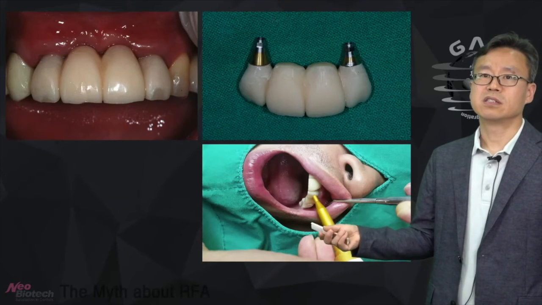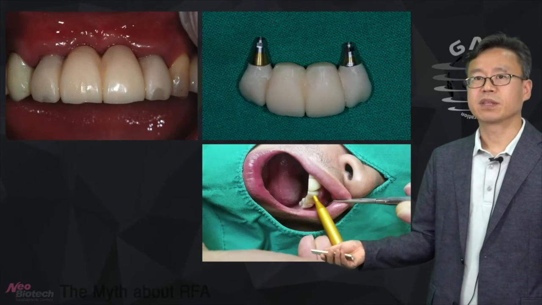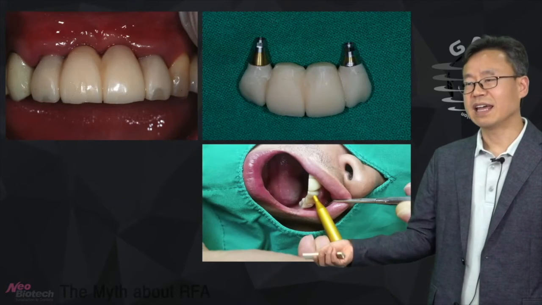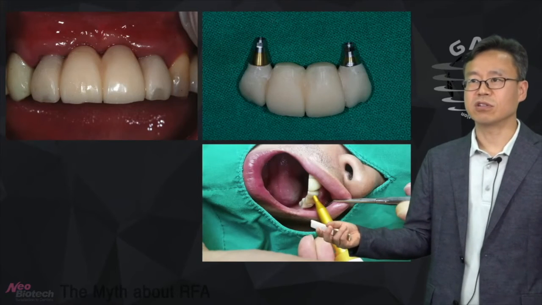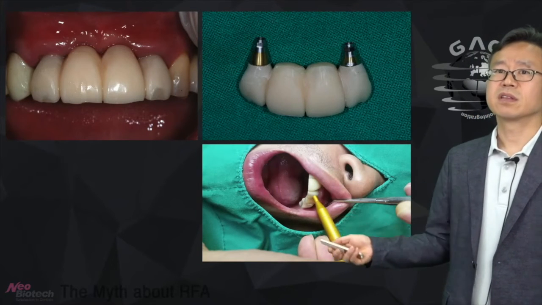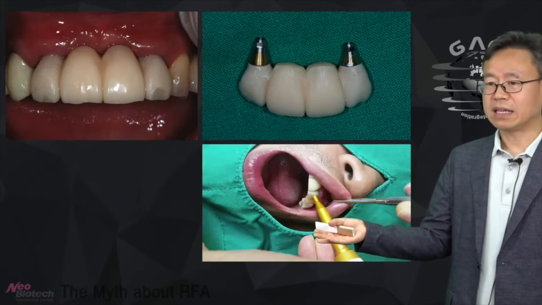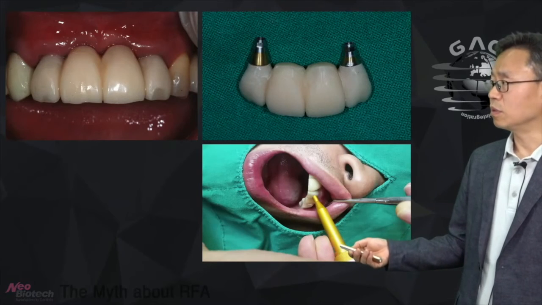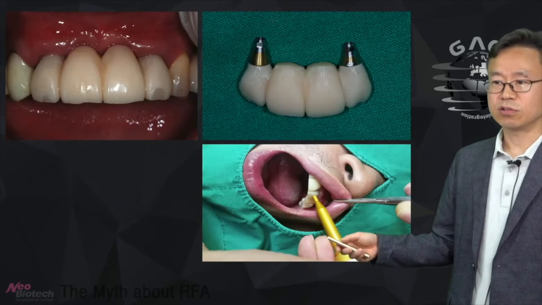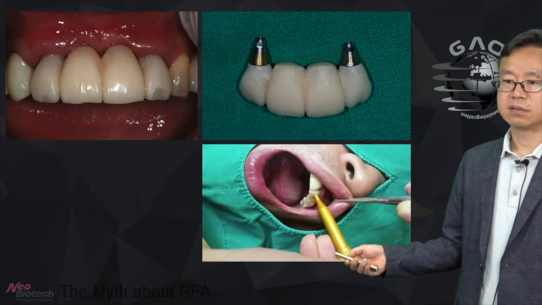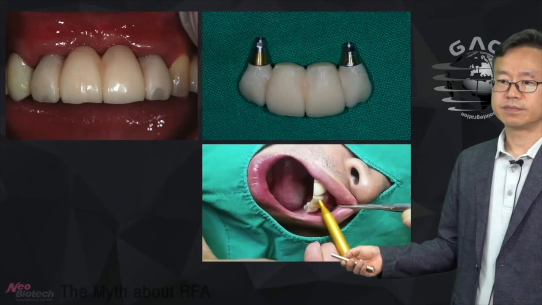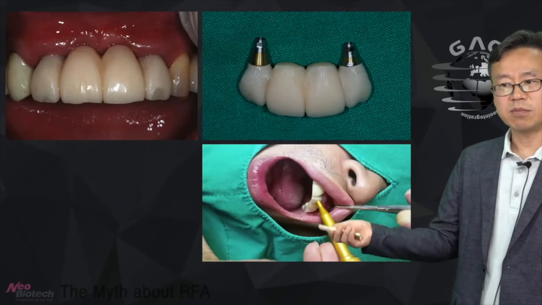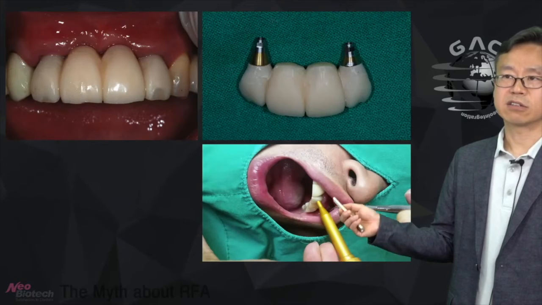So what's nice about AnyCheck is that you don't need to remove the provisional restoration and connect the magnetic transducer that you have to do with Osstell. You can just simply tap on the provisional restoration directly to evaluate the mobility. See, it hit only 2 times, which means that the implant mobility is not great.